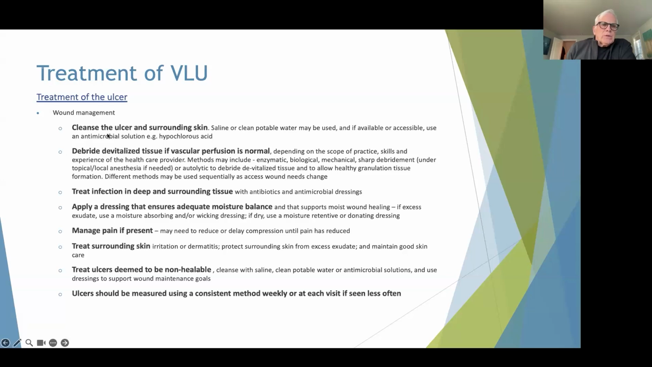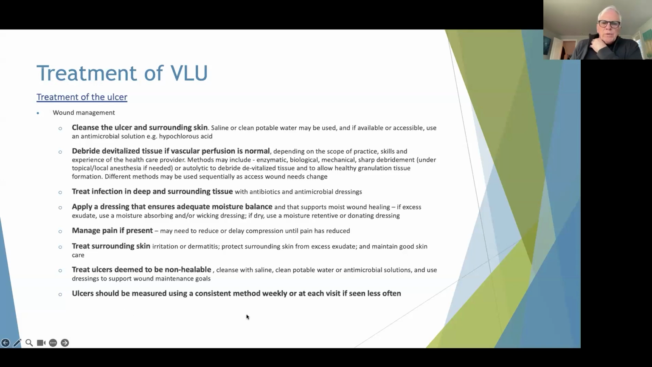But then you look at debriding the tissue. So if you've got devitalized tissue, you deal with that. If you've got any level of infection or inflammation, you deal with that appropriately. So that's the T, that's the I. And if there's a problem with moisture, that's the M out of TIME. You look at dressings that either wick away or take away the excess moisture or retain moisture if the wound is too dry. And then we obviously manage other things like pain, the surrounding skin, and we have principles if they're deemed to be non-healable.